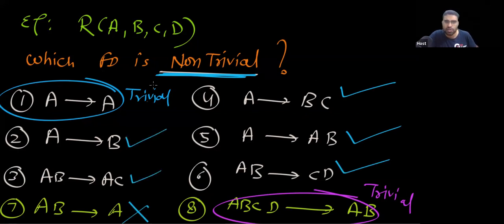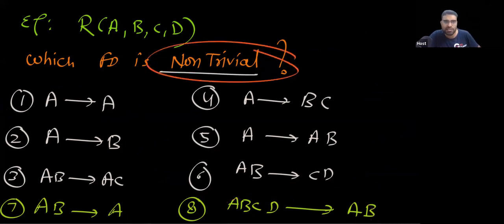Is this clear? So which functional dependencies are non-trivial? The answer will be 2, 3, 4, 5, 6. These are the non-trivial. Is this point clear? Please tell me. So very simple.